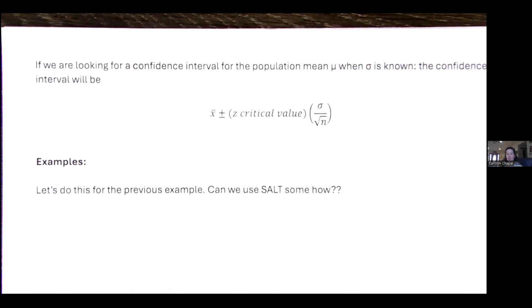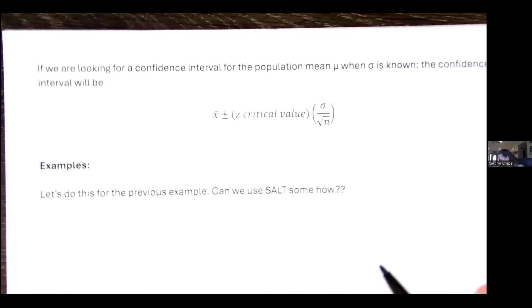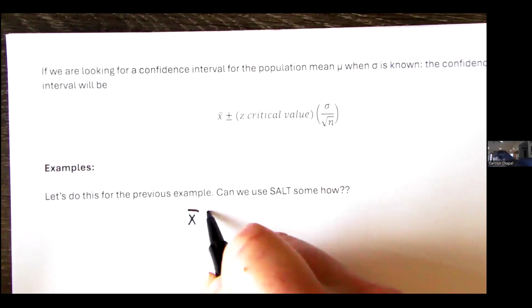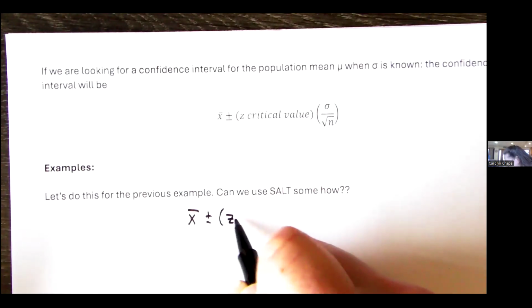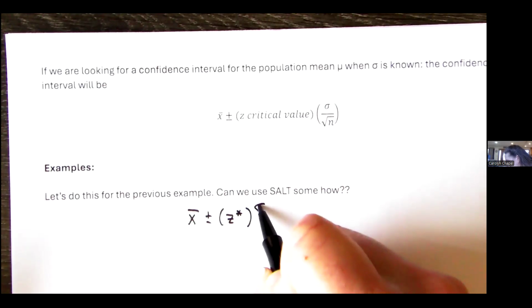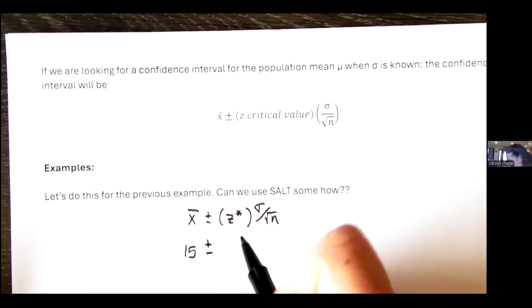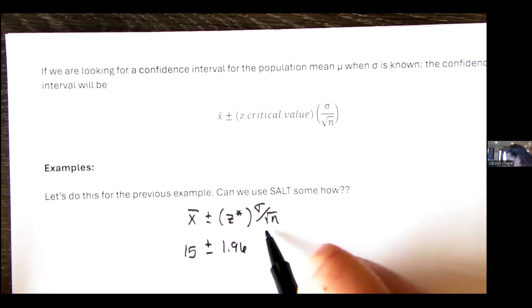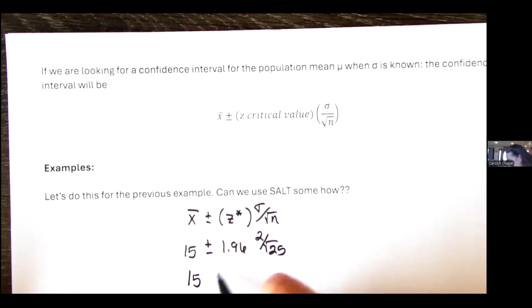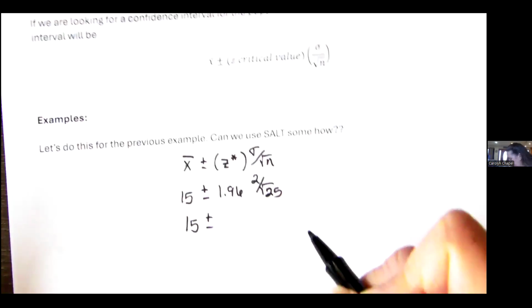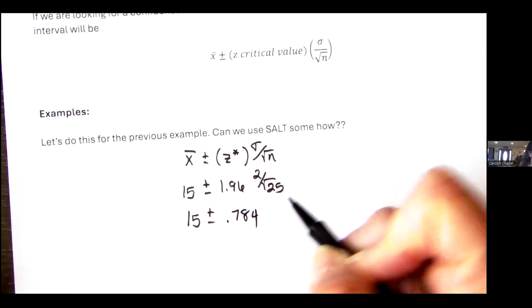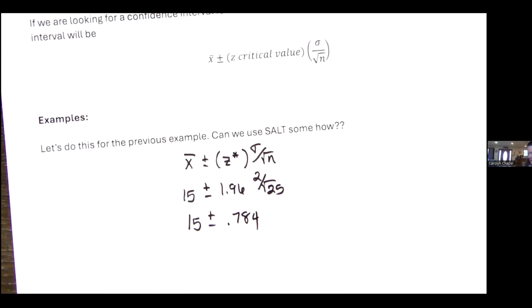Okay, let's do the example from our previous one. So we had our sample X bar was 15 plus or minus, and I'll just rewrite the formula first. I'm going to use Z star sigma over the square root of n. This would have been our 15 plus or minus that 1.96, and then 2 over that square root of 25, or 15. We had already gotten that value to be 0.784. There were no other digits associated with that.